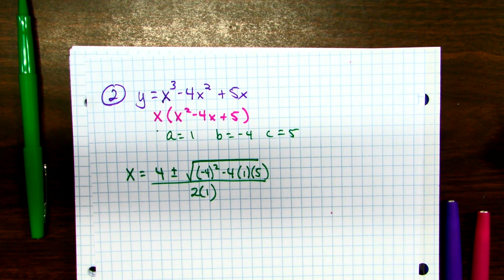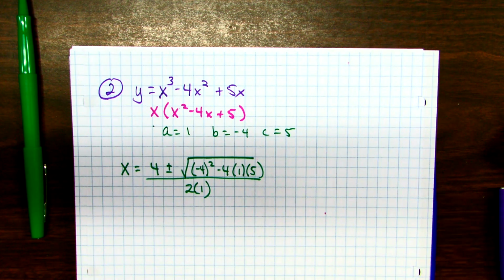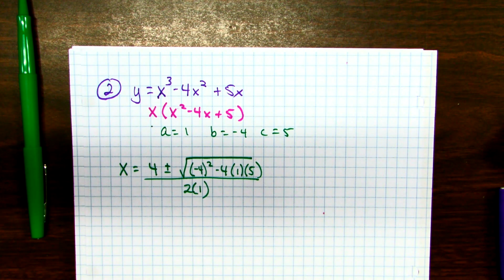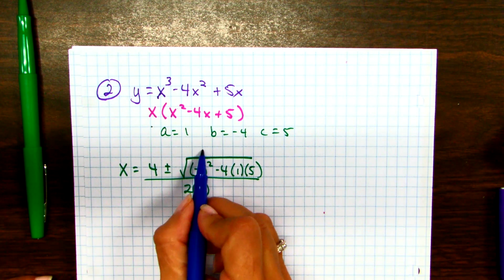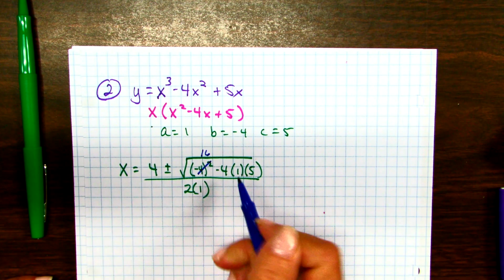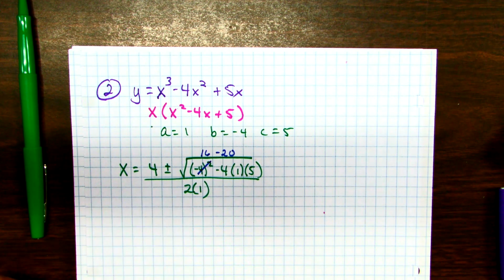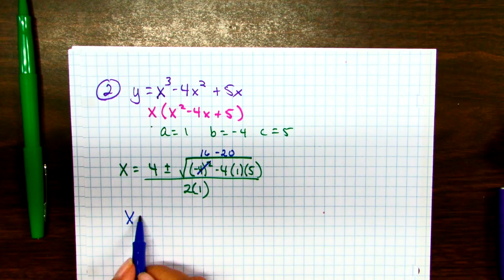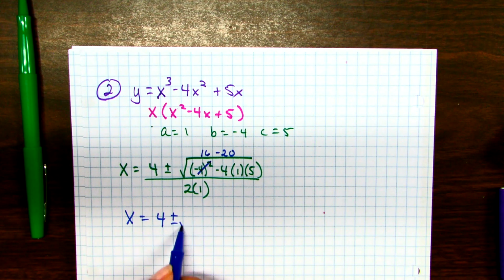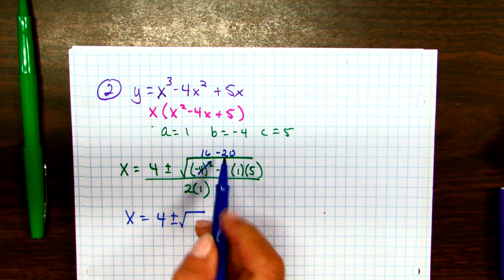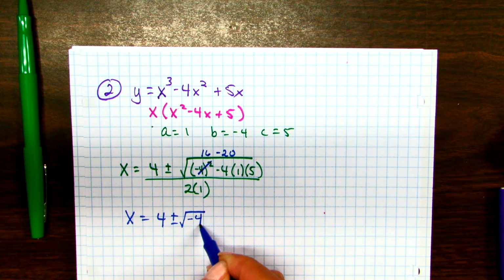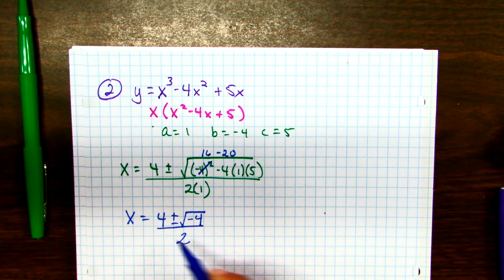Once I plug everything in, I'm going to go to the radical. So underneath the radical, -4 squared is positive 16. I'm just going to use this as the workspace. And then -4 times 1 times 5 is -20. Okay? So then I go down. I have 4 plus or minus the square root of 16 minus 20 is -4, over 2.